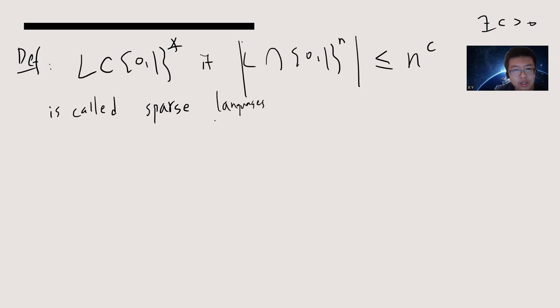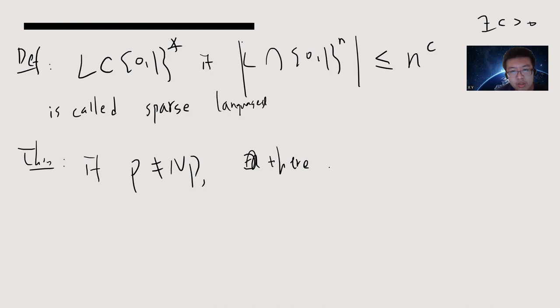Okay, so this theorem just tells you that if P does not equal NP, then there's no sparse NP-complete language L.